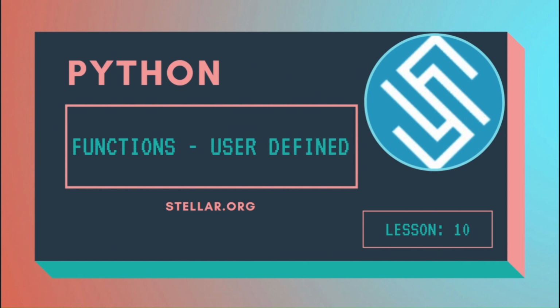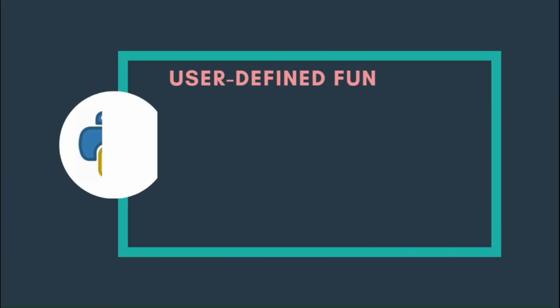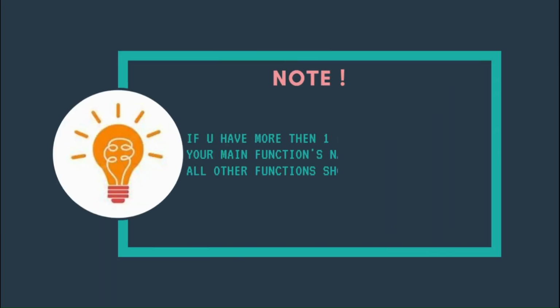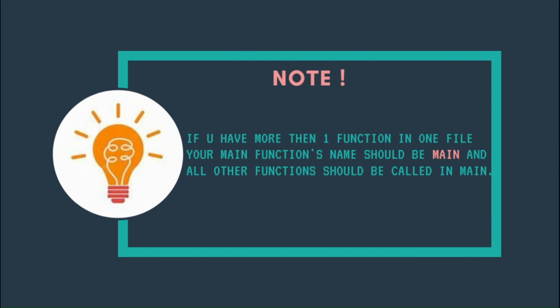In today's video, I will introduce you to user-defined functions. A user-defined function is a function that is created by a user or programmer to perform a specific task within a computer program. It allows users to define their own functions according to their requirements, which can then be called and executed as needed. If you have more than one function in one file, your main function's name should be main, and all other functions should be called in main.